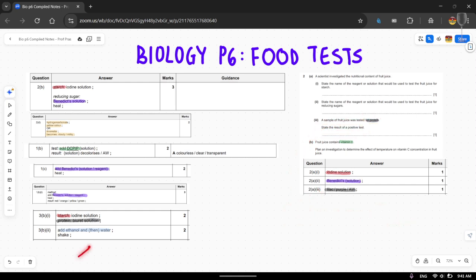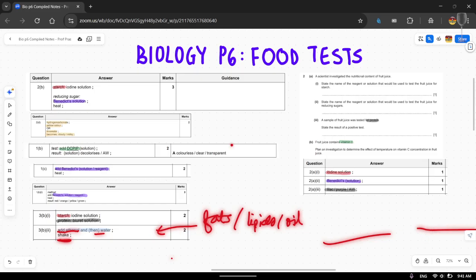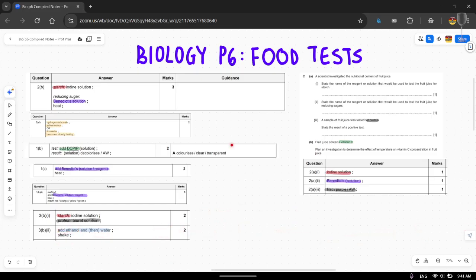And what else do we have? We have the ethanol emulsion test. The ethanol emulsion test is done for fats, lipids, oils, which are basically the same thing. What you do is add ethanol, then add water, and then shake it. Someone will just write add ethanol and test for this. No, you have to say these three things. Over here, though it's only for 2 marks, this can come for 3 marks, where 1 mark is for add ethanol, then add water, and then shake it. It's very important you know these three things because it can be really tricky if you don't know them.